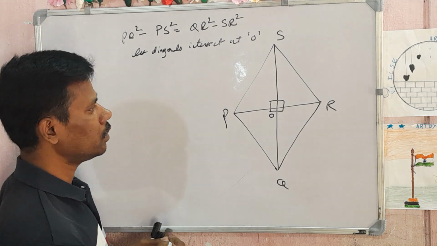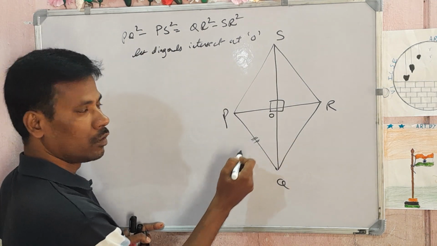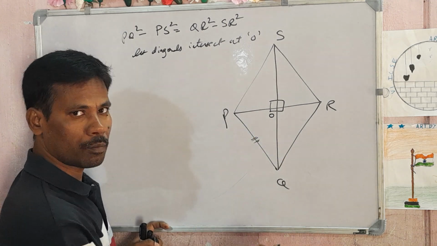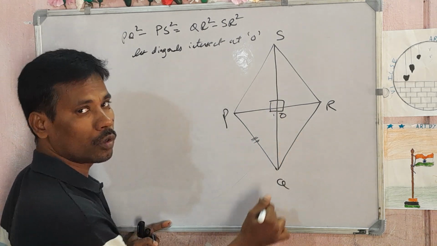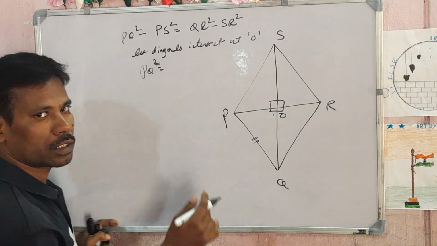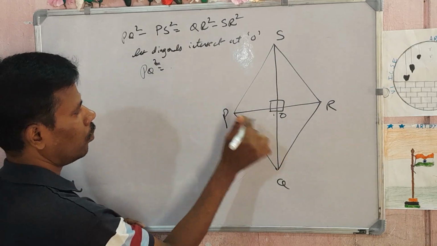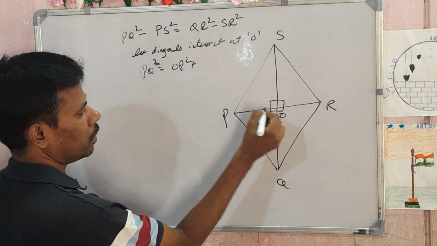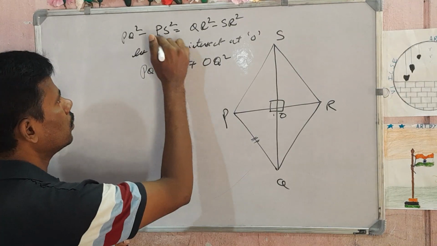How to do this one is very simple. PQ square. Apply Pythagoras theorem for this triangle POQ. Square on the hypotenuse is equal to, since this is the final session, I am writing direct steps. PQ square is equal to what? OP square plus OQ square. Right?